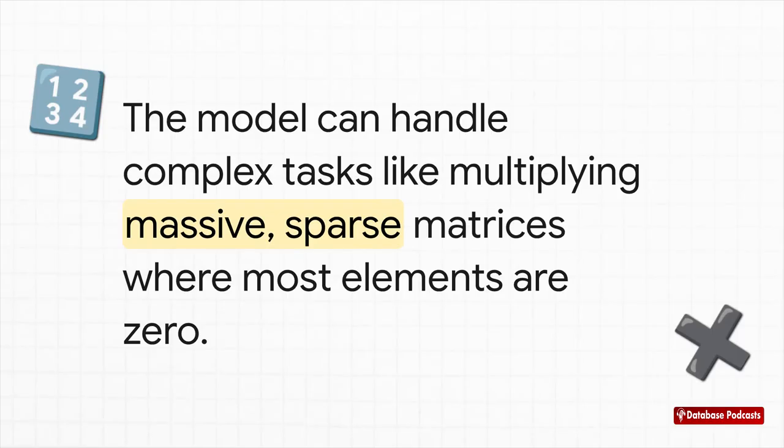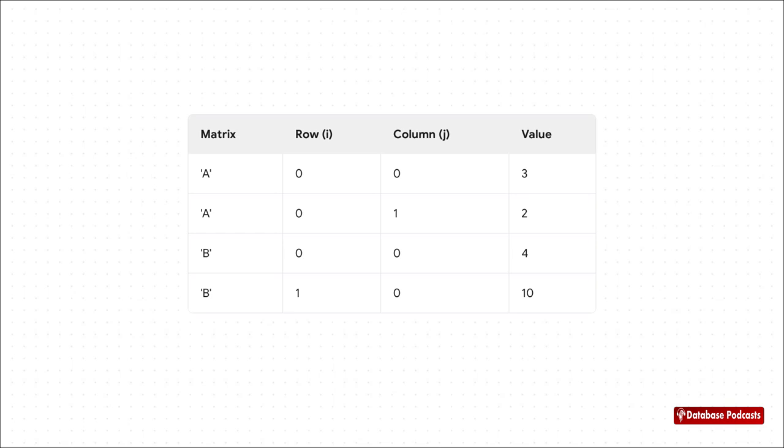And it goes way beyond just counting things. The model can handle some really heavy-duty math, like multiplying gigantic matrices that are mostly empty. Yeah, so think about it. If you have a massive matrix, but most of the entries are 0, it's a huge waste of space to store all those zeros, right? So instead, we can represent it sparsely. We only list the coordinates and values that aren't 0. And this format, it's absolutely perfect as an input for a MapReduce job.